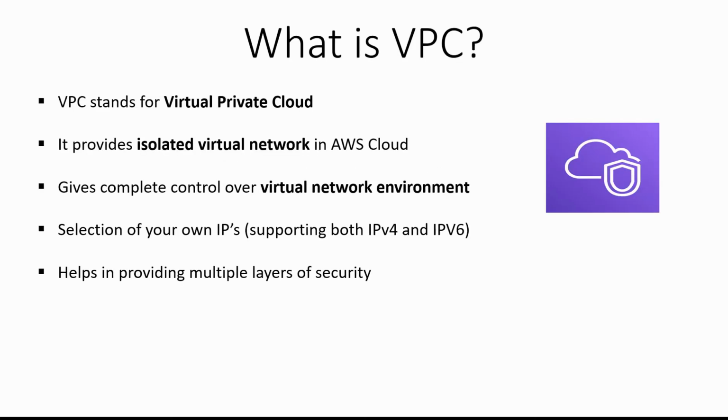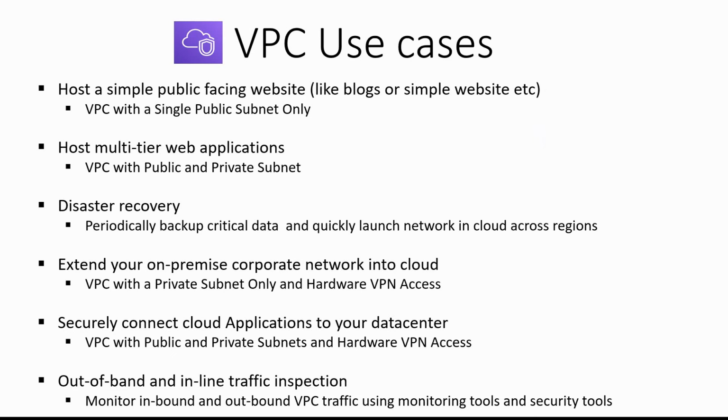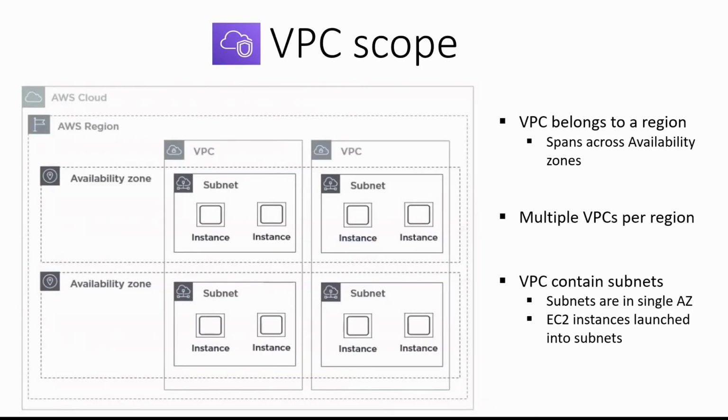A VPC is a virtual private cloud. It primarily helps you bring an isolated virtual network in AWS. And we saw some use cases under VPC. We looked at the scope of VPC, which by default extends across availability zones. Where you have a requirement, the VPC will extend across availability zones, but the subnets are within the range of an availability zone.